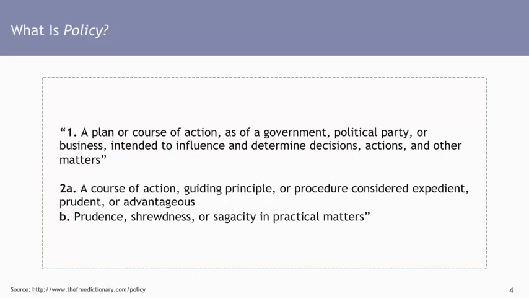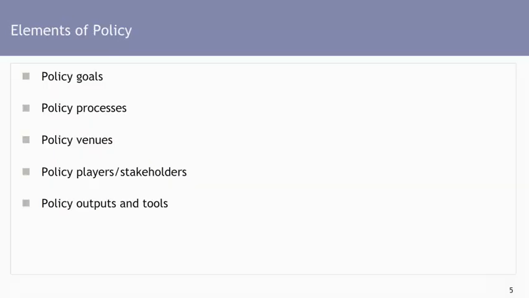Additional definitions go on to describe policy as a course of action, guiding principle or procedure considered expedient, prudent, or advantageous, and we may have varying thoughts among us as to which policies actually fit this definition as being expedient, prudent, or advantageous. But it's important to note that policy is a much broader construct than simply federal, state, or local legislative efforts. There are 5 elements of policy that I would like for us to consider.